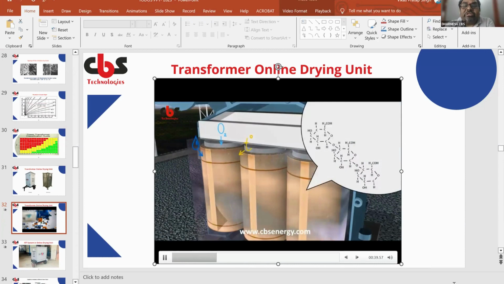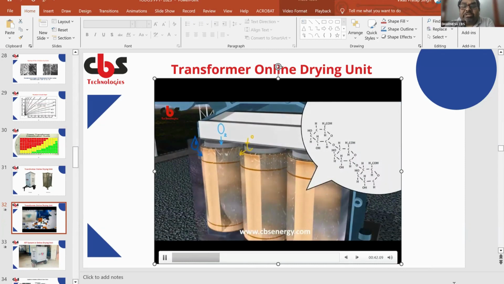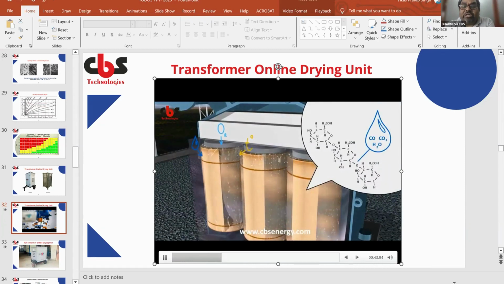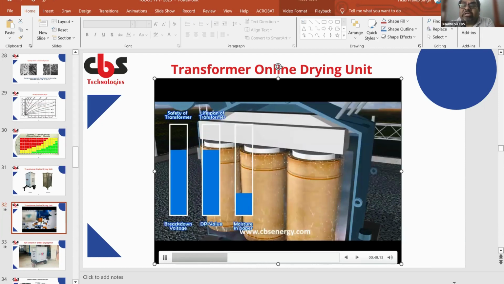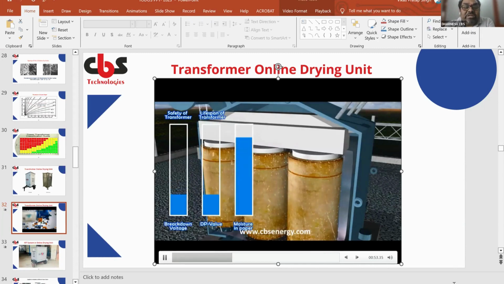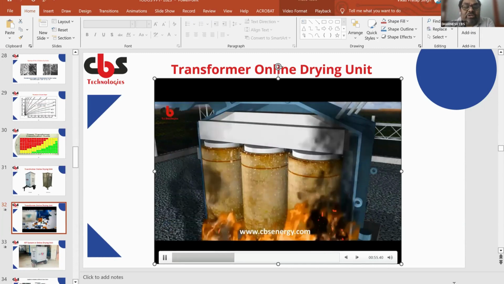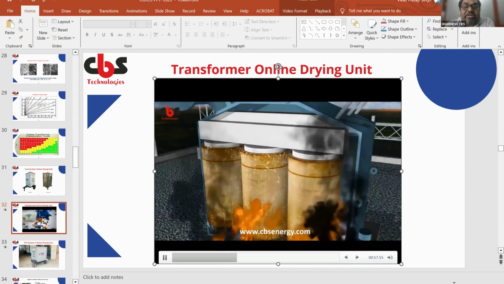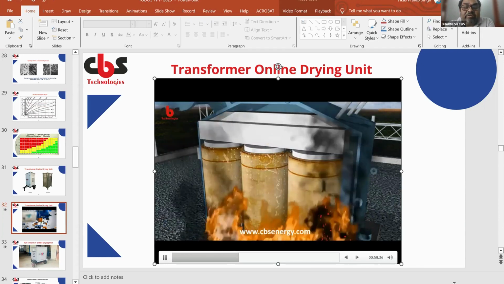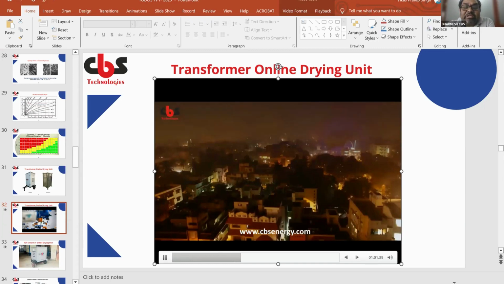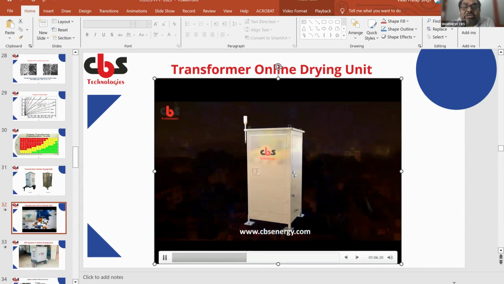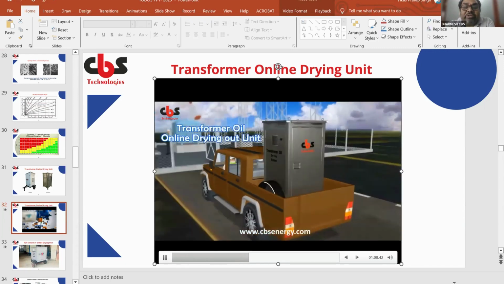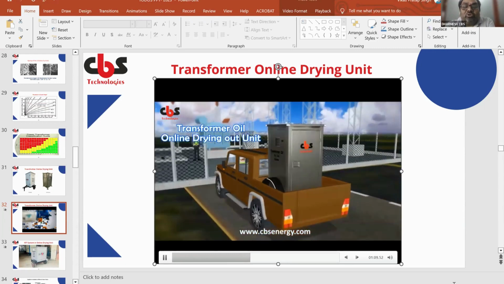See how this chemical reaction takes place after ingress of water and moisture. These are the byproducts: carbon monoxide, carbon dioxide, and water content. All of these increase, breakdown voltage decreases, DP value decreases, and ultimately a fire takes place. And this is how the whole system collapses.